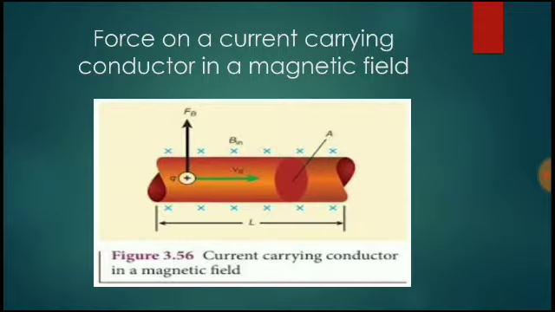The magnetic Lorentz force is nothing but when a charge moves in a uniform magnetic field, it experiences a force. That force is the magnetic Lorentz force. But here it is the force on a current carrying conductor in a magnetic field. So here, one conductor carrying current.